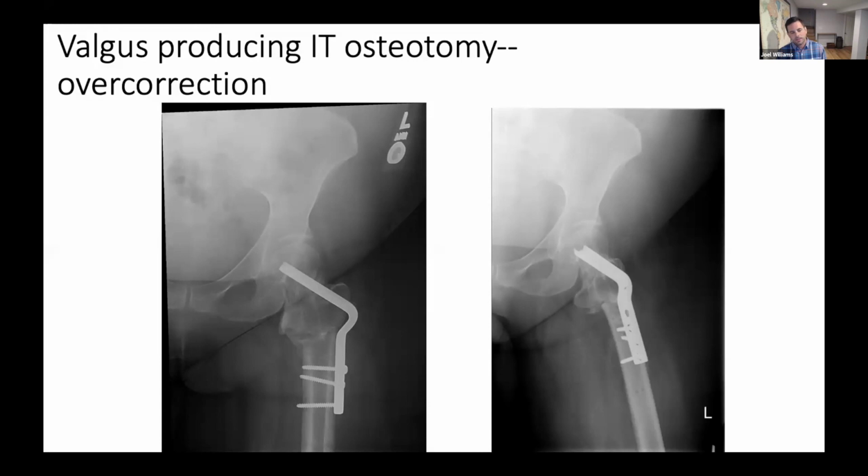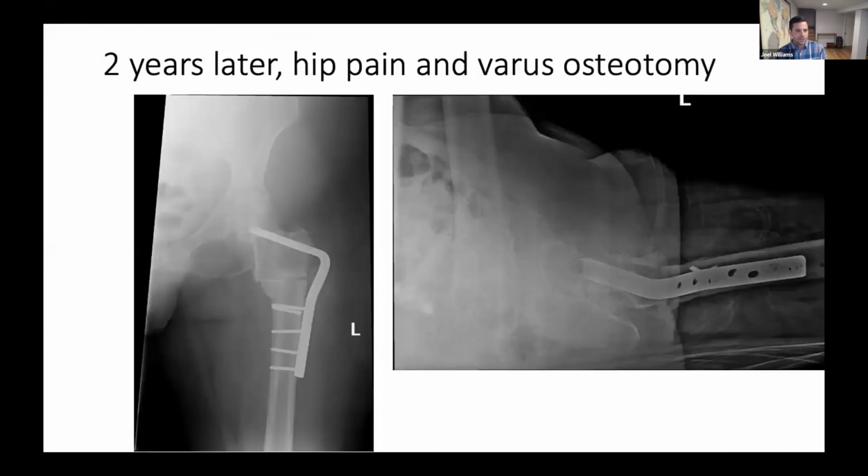It's really nice that the neck non-union and the osteotomy sites healed, but her hip joint became symptomatic, or remained symptomatic, after the osteotomy and the non-union site healed. She ended up getting revised with a varus producing osteotomy to restore normal hip biomechanics.